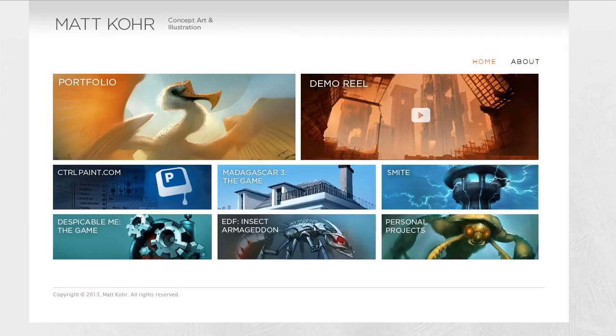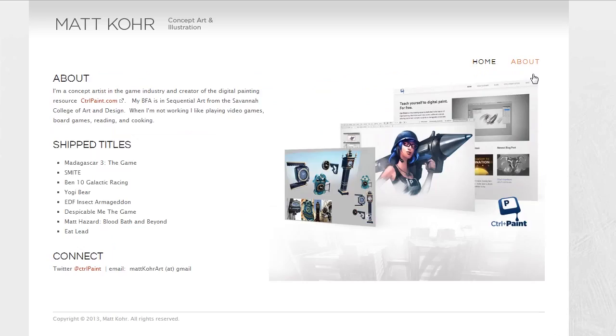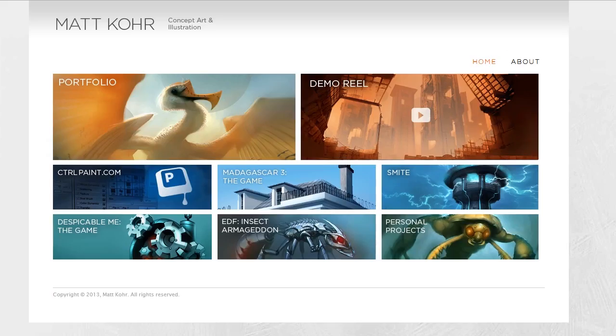Now here is the final result. And this is what the website looks like right now if you were to go to it. And this is the culmination of all the ideas we talked about. Portfolio and demo reel are the most important. And then the 6 evenly sized grid squares below are all similar. Ctrl+Paint, Madagascar, these are all bodies of work. And then separate from all that, I have about, which tells a little bit about me and about the work I've done. And then you go back to home and you see the categories of work.